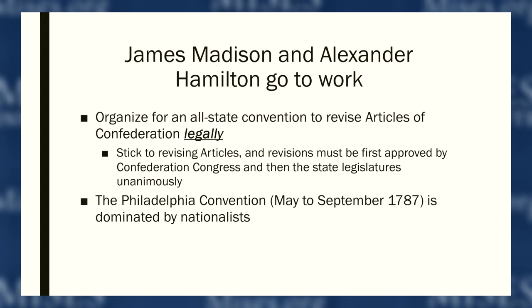So that all-state convention is the Philadelphia Convention from late May to September 1787, and it's dominated by nationalists. So it's mainly in control of the people who want a stronger government. There's only a couple of people who would later be called anti-federalists. They want to keep the Articles of Confederation, or they want some minor revisions. So naturally, if the convention's dominated by people who want stronger government, what are you going to get? You're going to get a stronger government.